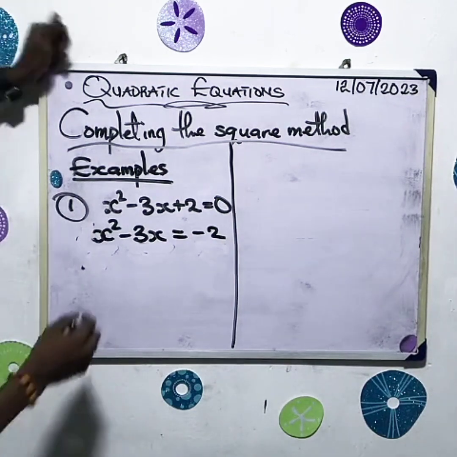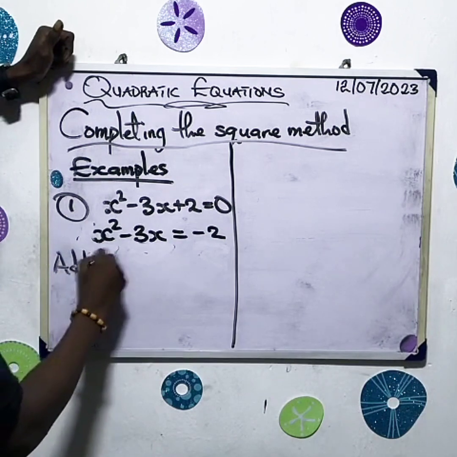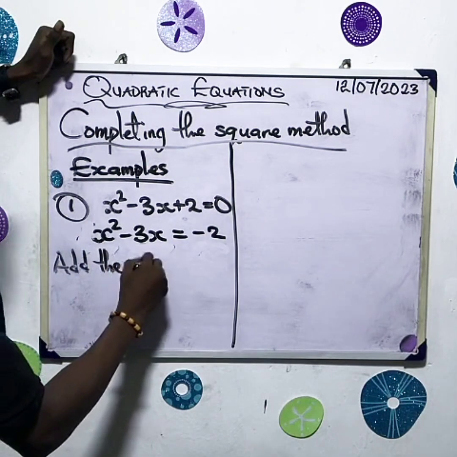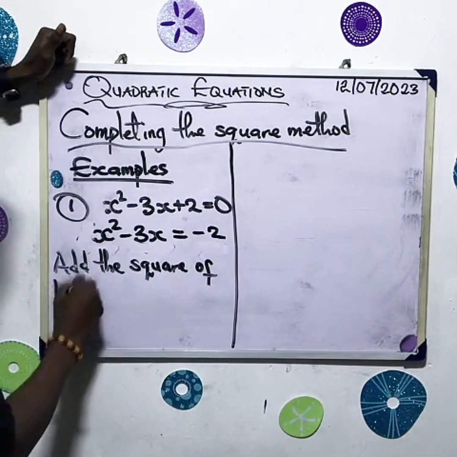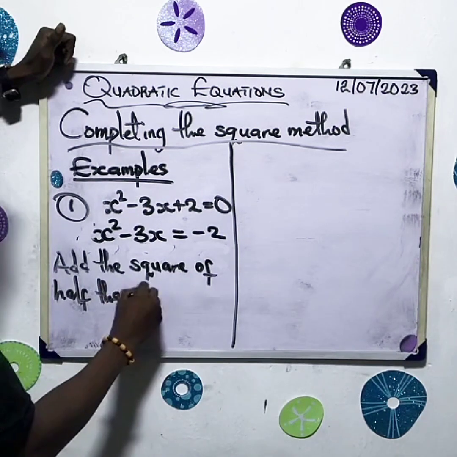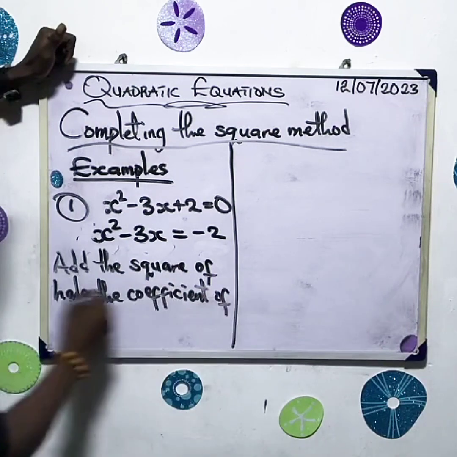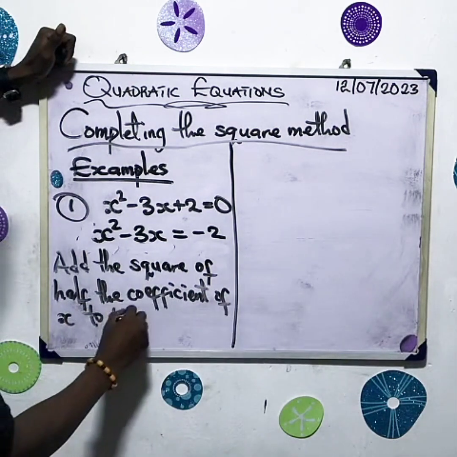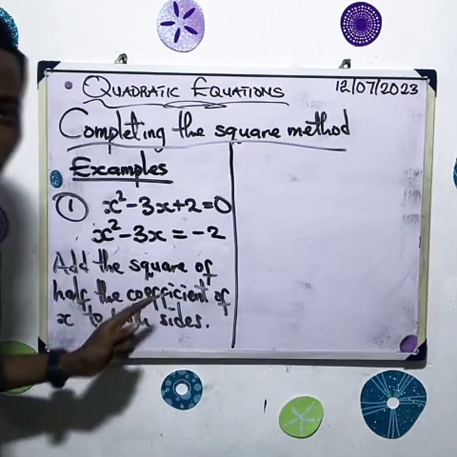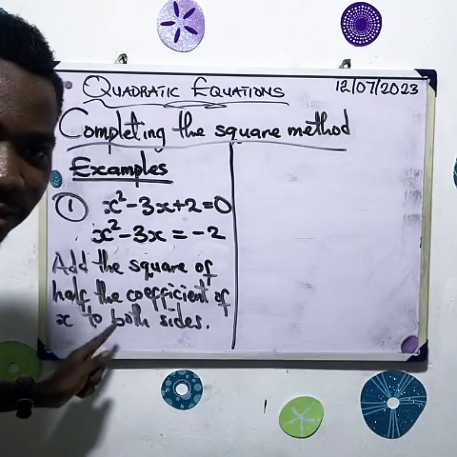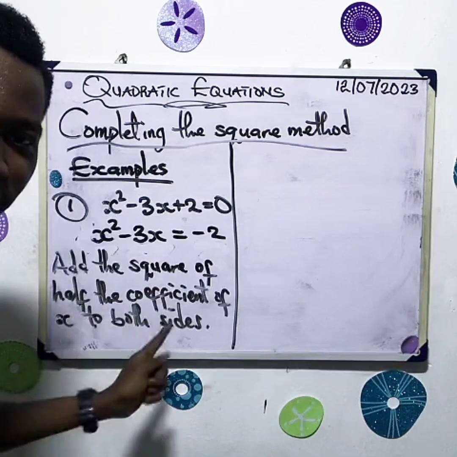The next thing is for you to, let me write it: add the square of half the coefficient of x to both sides. This is what you're going to do. You're going to add the square of half the coefficient of x to both sides.